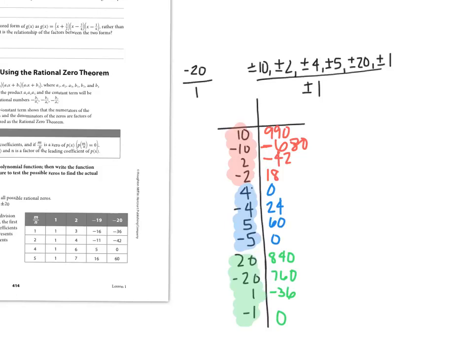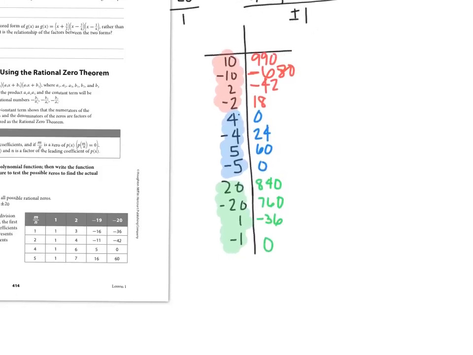Okay, so look at this list. Of my 12 possible zeros, how many of them actually are zeros? 3. So I know that 4 is a 0, I know that negative 5 is a 0, and I know that negative 1 is a 0. So if I know my zeros, what else do I know? Your x-intercepts. You also know your factors.